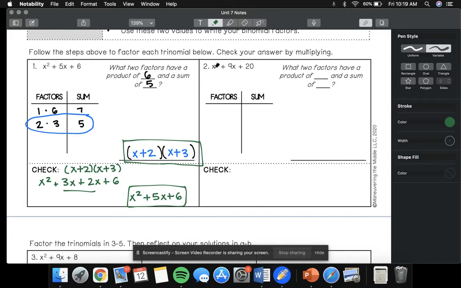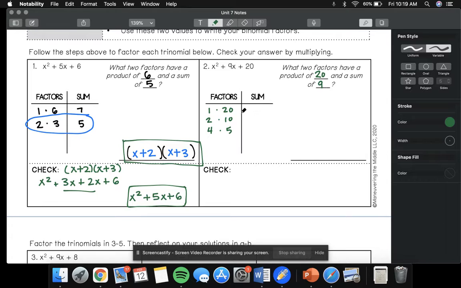All right, the next one, we have x squared plus 9x plus 20. So our puzzle is what two factors have a product of the last term, so a product of 20, and a sum of the middle term, 9. So we're going to write our factors of 20. So 20 can be created by doing 1 times 20, by doing 2 times 10. 3 does not go into 20 evenly, so we're going to skip to 4. 4 times 5. And we loop back around to 5.